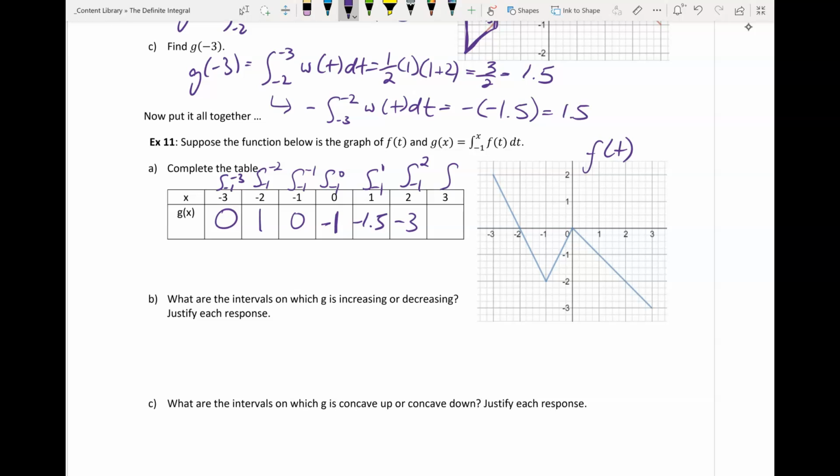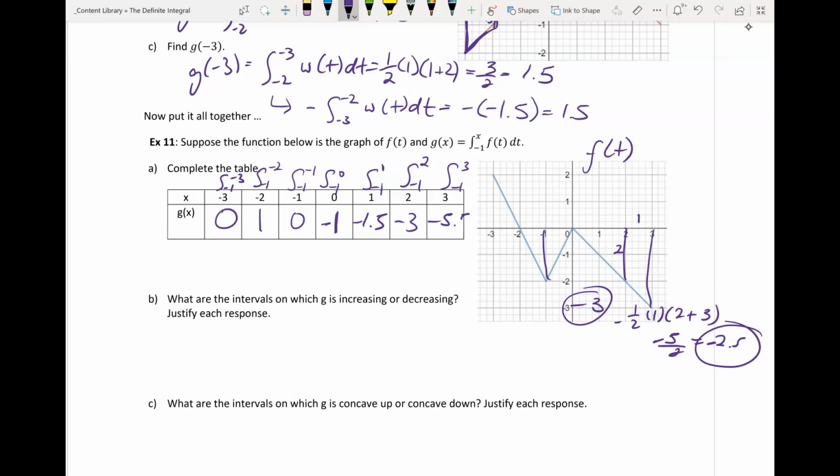Then lastly, we have negative 1 to 3. So we already had this one, it was negative 3. We just need to add this trapezoid in, which is half times 1, and then 2 plus 3. 5 divided by 2, which is 2.5, and again it's below, so we do need that negative in there. So altogether, it's going to be negative 3 plus negative 2.5, which is negative 5.5.